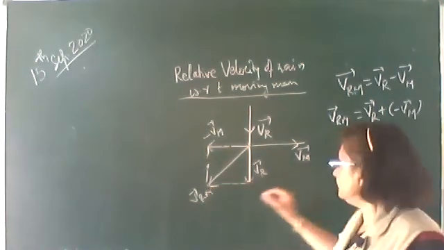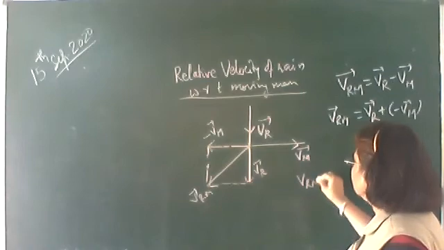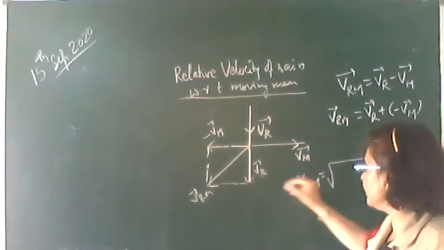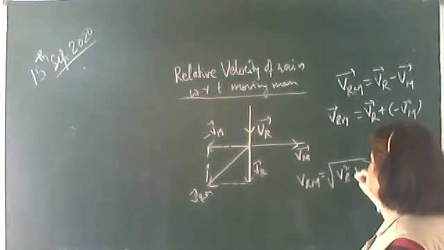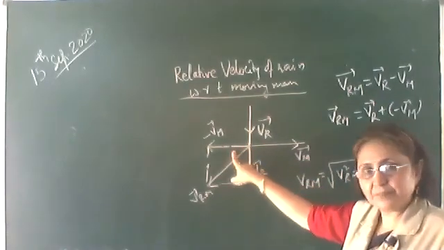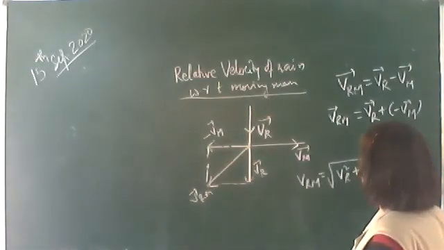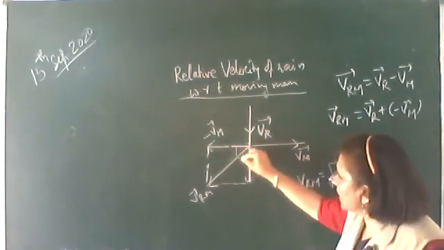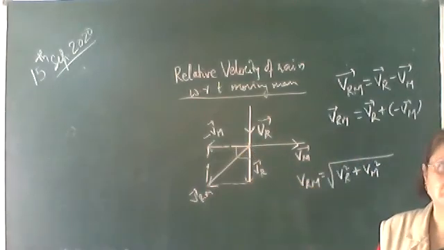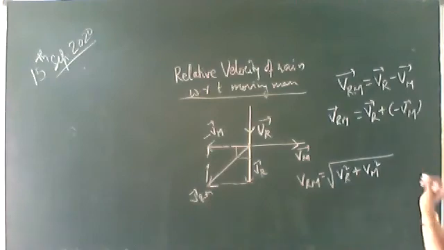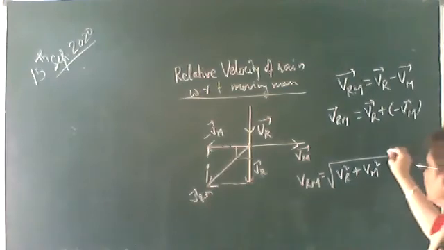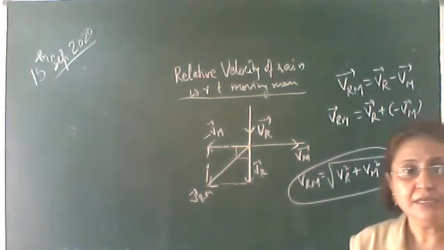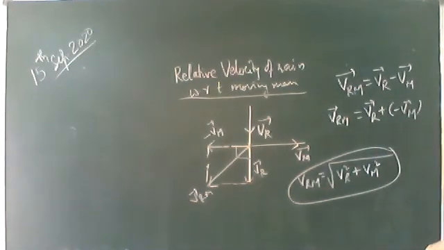Magnitude of VRM is under root A square plus B square plus 2AB cos of angle between the two vectors. What is A over here? VR. B is Vm. So it is under root VR square plus Vm square plus 2 VR into Vm into cos of the angle between the two vectors. What is the angle? 90 degree, and cos 90 is 0. So what is the magnitude of the relative velocity of the rain with respect to man? It is under root VR square plus Vm square.